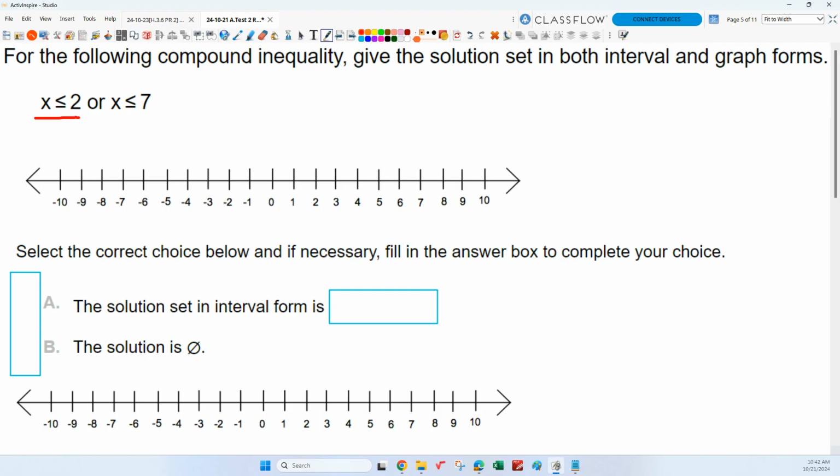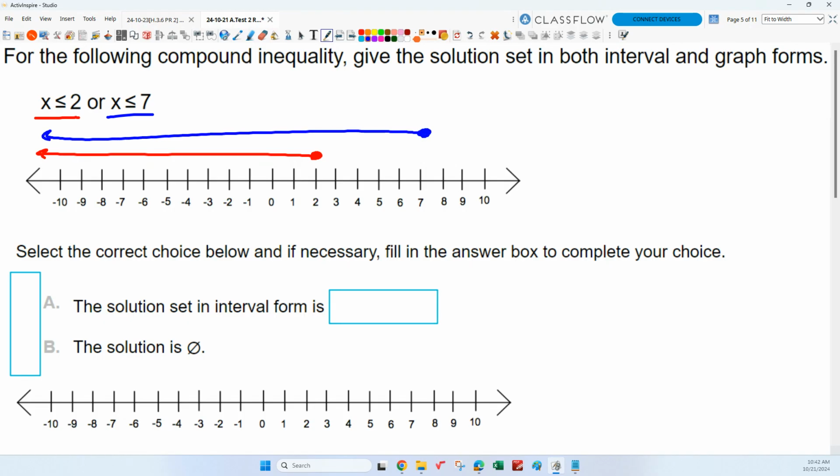Closed endpoint at 2. Everybody point which way we're graphing. Good, to the left. So we get something like that. Okay, let's make this one blue. X is less than or equal to 7. What's that look like? Closed endpoint at 7, graphing to the left.